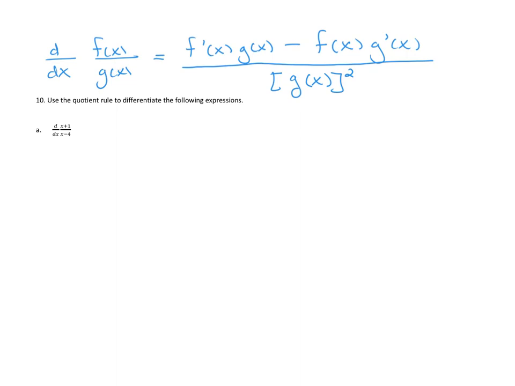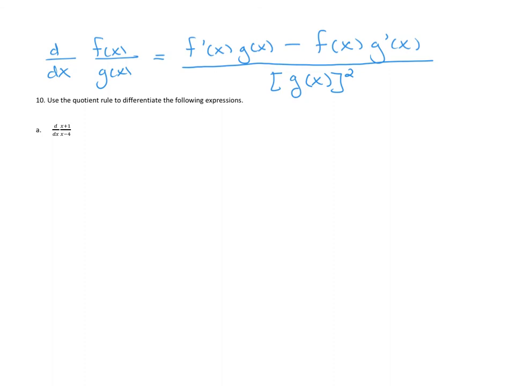So the quotient rule resembles the product rule a lot, but you are subtracting instead of adding. So the order in which you apply this matters, but you also get this fraction, and in your denominator is the square of this denominator. Let's apply this rule to this problem here, just to see what it looks like.